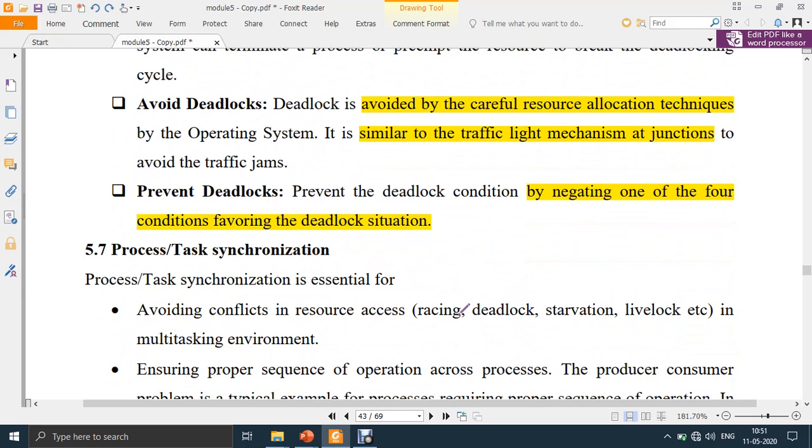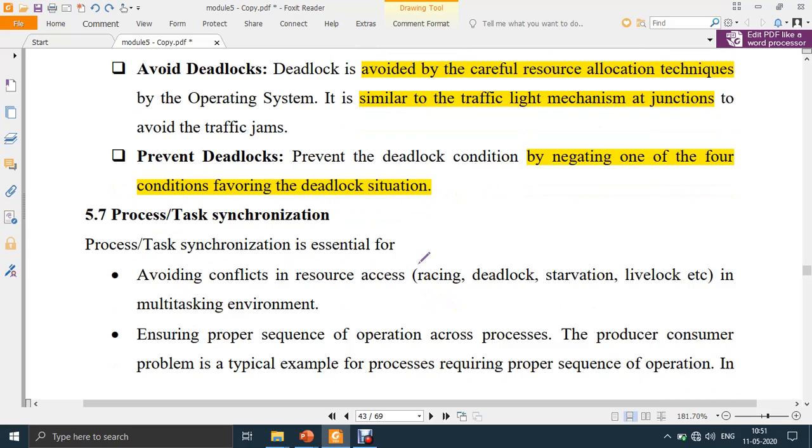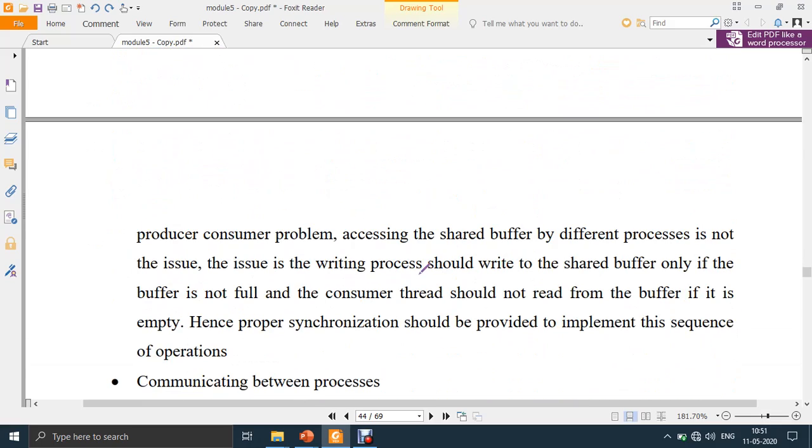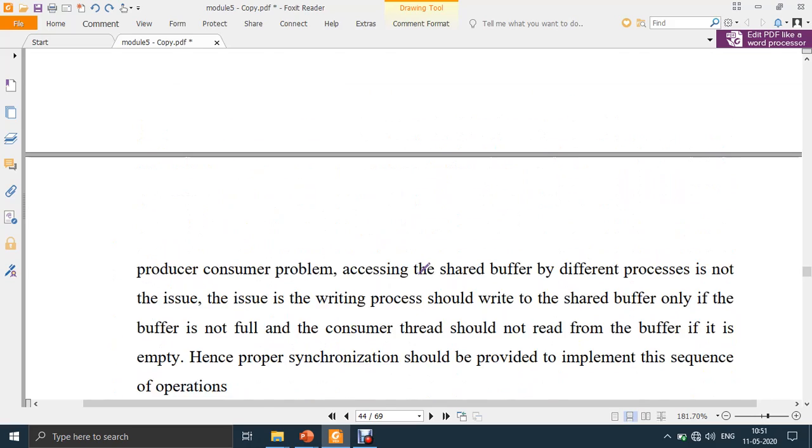Next, in the next lecture, we'll talk about task synchronization mechanisms. What are the various mechanisms that are used for task synchronization?